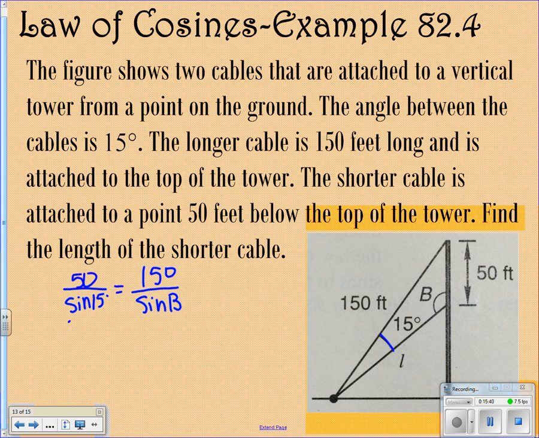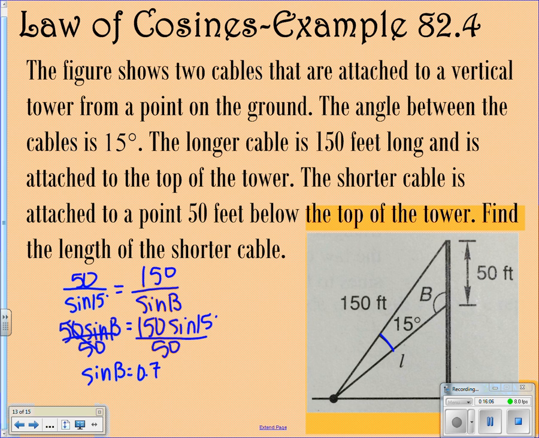So I'm going to have 50 sine of b equals 150 sine of 15, and you're going to divide by 50 and plug that into your calculator. And you should get that the sine of b is 0.78, and so b, use that whole decimal, sine inverse of it, gives you 50.94. Now if you look at the picture, does b look like 50.94 degrees? No, it's an obtuse angle. So we have to do 180 minus that. So my b value is actually going to be 129.06 degrees.